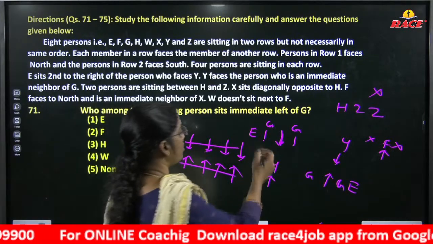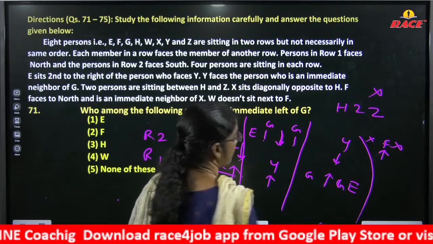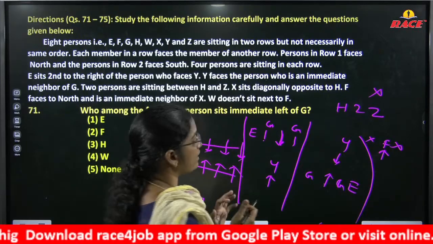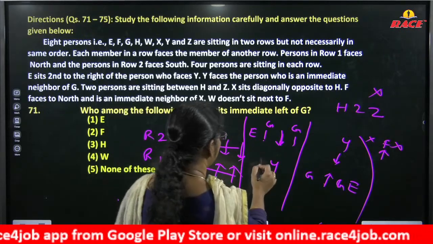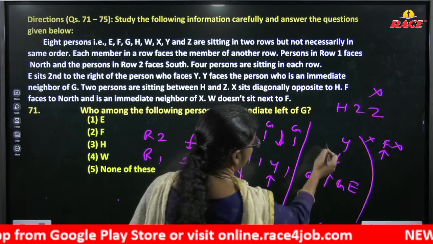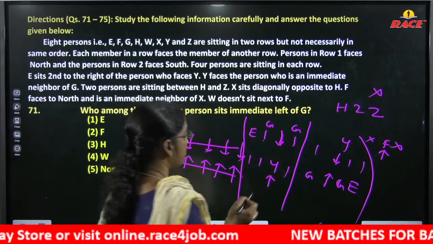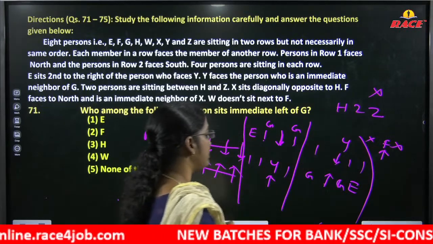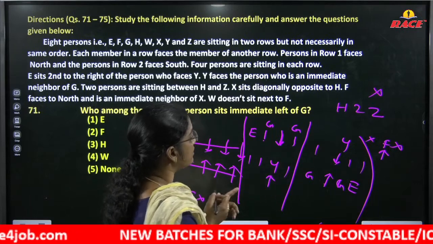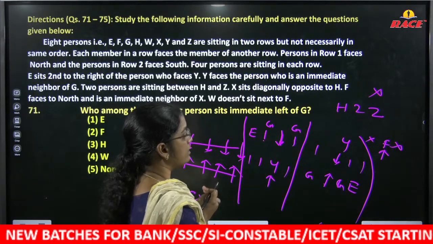Here we are already taking two chances, and we have to find out which one is correct and which one is wrong. Simply observe: here we have four chances, and here also we have to take four places. In case of H and Z, in between H and Z we have two persons. If that condition is there, definitely we have to use it.